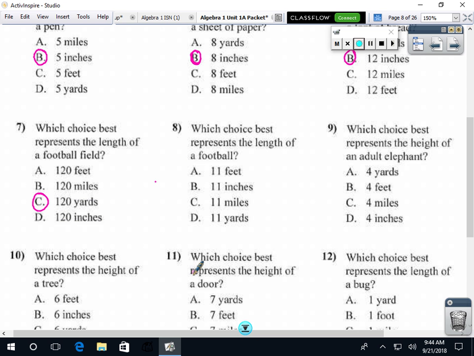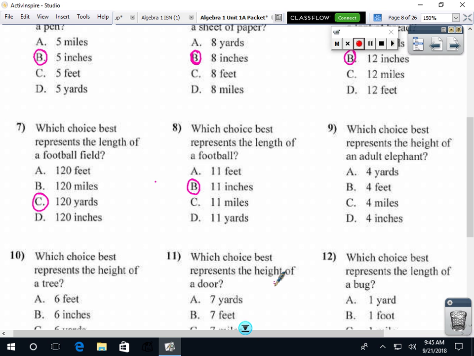All right, number 8, which choice best represents the length of a football? 11 feet, inches, miles, or yards? Right. Number 9, which choice best represents the height of an adult elephant? 4 yards, 4 feet, 4 miles, 4 inches.